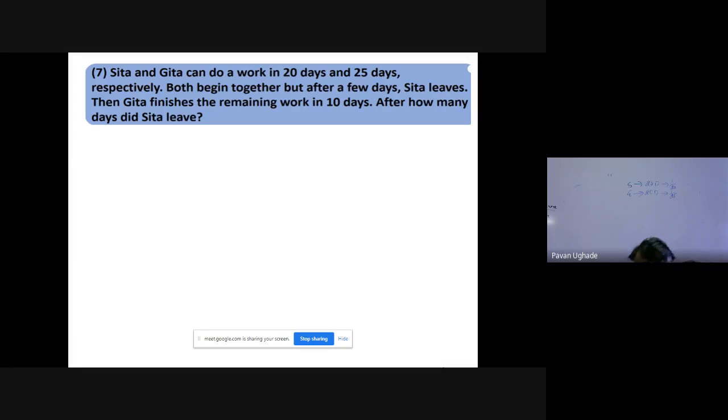I'll tell you, just have a scenario over here, guys. They have started together at this moment, and somewhere here they work together. So I can say work of S plus G. And here, who left? I think it is Sita. Sita leaves. So the remaining work Gita has done for 10 days. Okay, and there they stop. There they finish the job given.